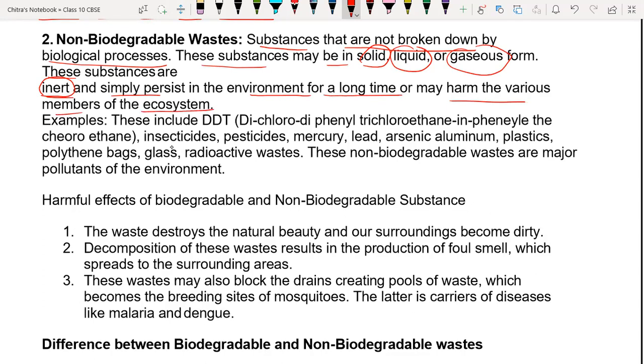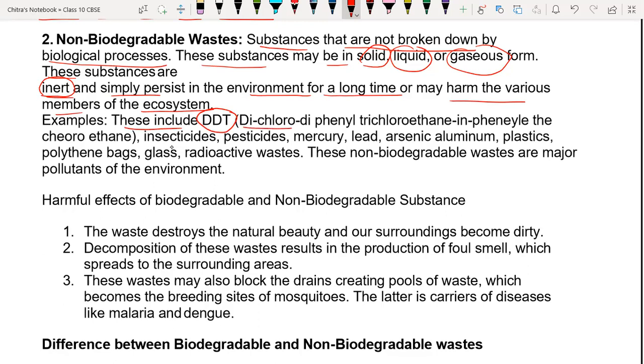They may harm animals, human beings, and plants, or if poured into water bodies, they will harm the aquatic life also. That's why they are very toxic and dangerous for our environment. An example includes DDT. You know DDT powder, the insecticide which is sprinkled in order to kill the microbes and mosquitoes also.